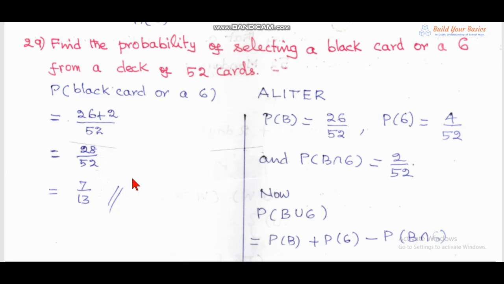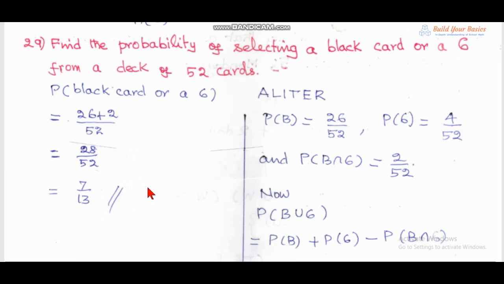Let me repeat. We have to find the probability of selecting a black card or a 6. Black card or a card bearing number 6. Total number of black cards is 26. Those 26 cards include 2 cards bearing a number 6. So the other 2 cards are there, that is diamond 6 and heart 6. So total number of cards which are black or bear a number 6 is 28. So 28 by 52 is the required probability. That is 7 by 13.